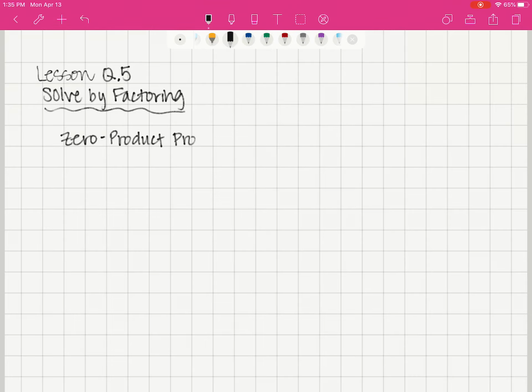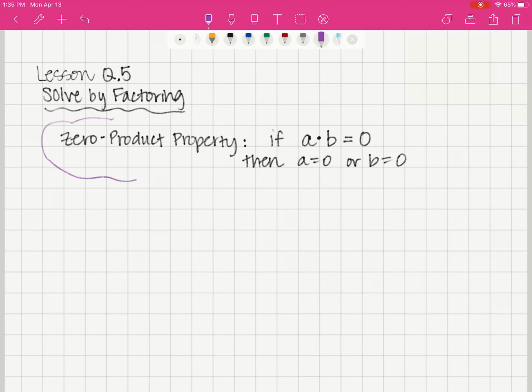The zero product property says that if you multiply two factors, A times B, and that product is 0, then one of the factors has to be 0. Then either A has to equal 0 or B has to equal 0. This is called the zero product property, and it's one of my most favorite properties because I use it in any high school class that I teach.